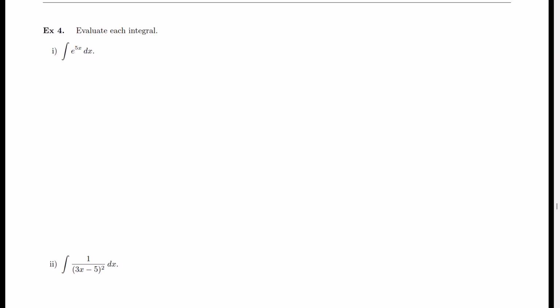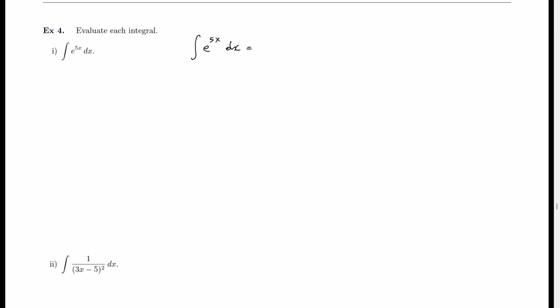So example 4 says evaluate each integral, and remember the question could be worded slightly differently. So instead of saying evaluate each integral, it could say find the integral or anti-differentiate or just solve. Any of those questions would require us to do the same thing. So we'll begin with the first one that says e to the 5x dx. So we want to integrate e to the 5x dx.